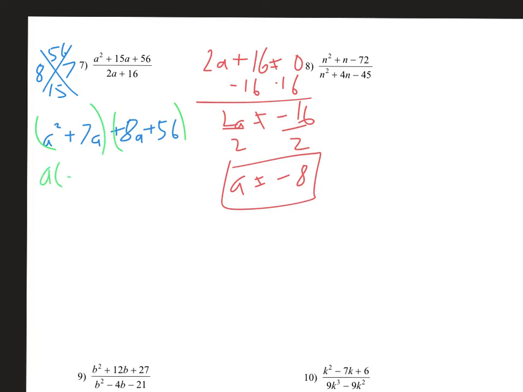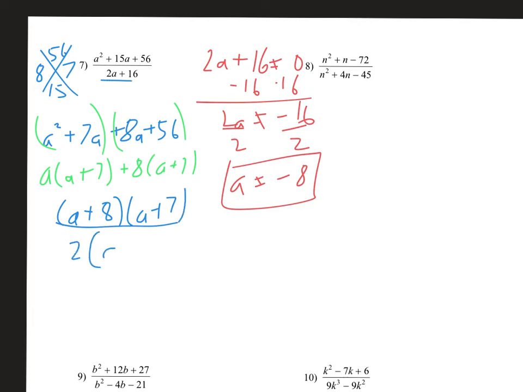So I'm going to take out an a, leaves me with a plus 7. I'm going to take out a positive 8, which leaves me with a plus 7 as well. And so we have, let me do this in blue here. Our numerator now in factored form is a plus 8 times a plus 7. And then the denominator here, I need to factor that as well.